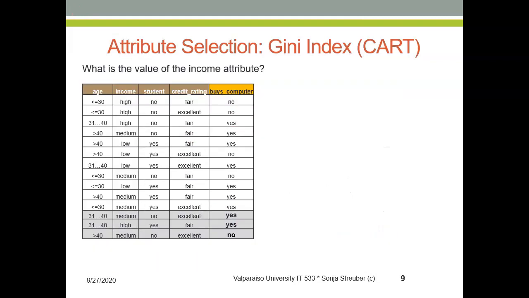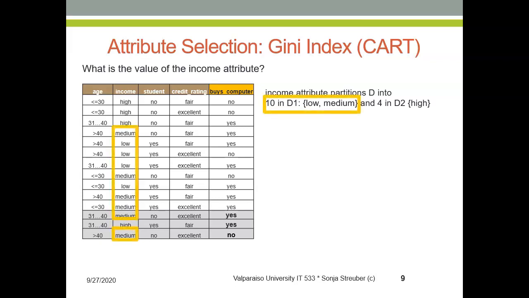All right, so let's calculate the Gini index for our income attribute. Our income attribute partitions our data space into 10 elements in our low-medium category. We'll call that D1, and 4 elements in our high category. We'll call that D2. So we're setting up our equation now for the Gini index for income as an element of low and medium for our data space, and that gives us 10 over 14 multiplied by the Gini index for our data space D1, and 4 over 14 multiplied by our Gini index for our data space D2. That is our high.